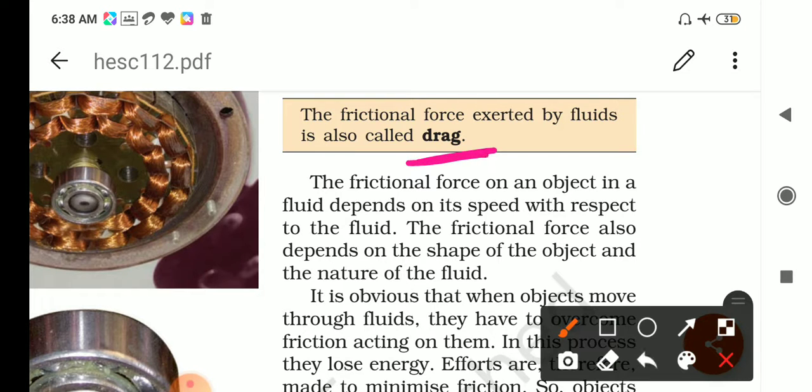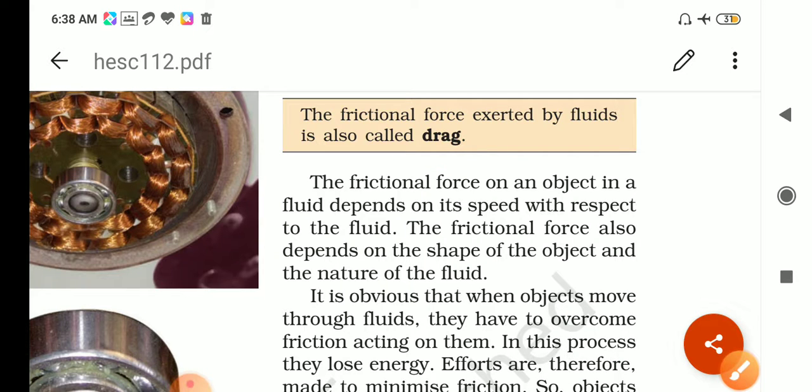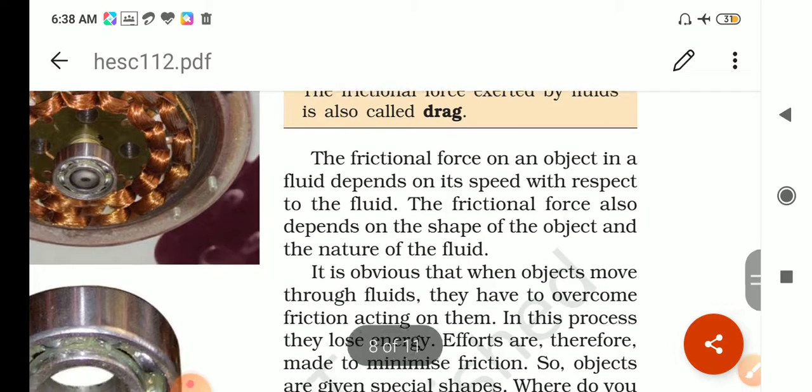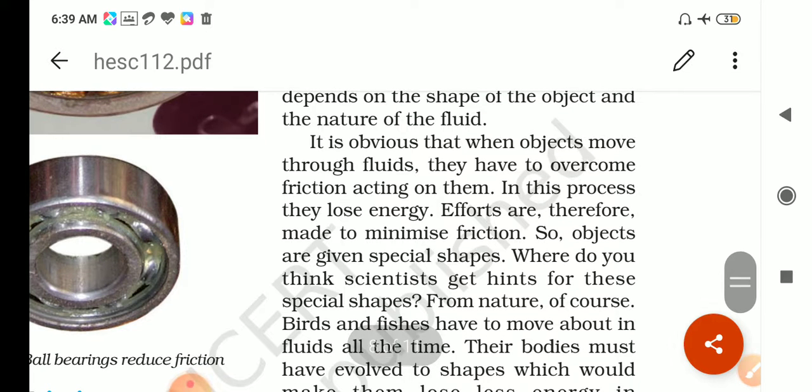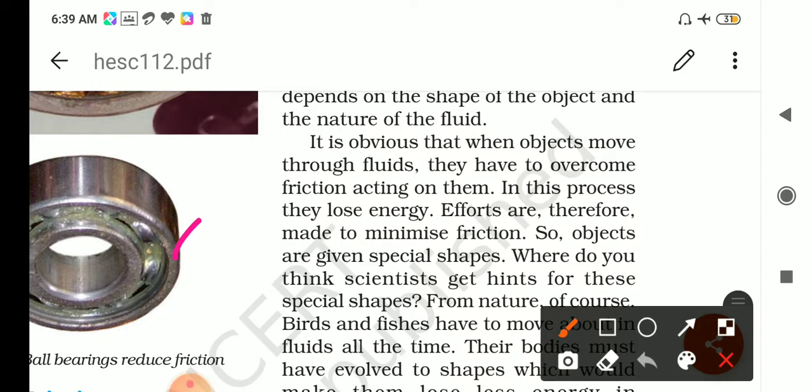The frictional force on an object in a fluid depends on its speed with respect to the fluid. The frictional force also depends on the shape of the object and the nature of the body. It is obvious that when an object moves through a fluid, it has to overcome some of the friction acting on it. In this process, it loses energy. Efforts are therefore made to minimize the friction.